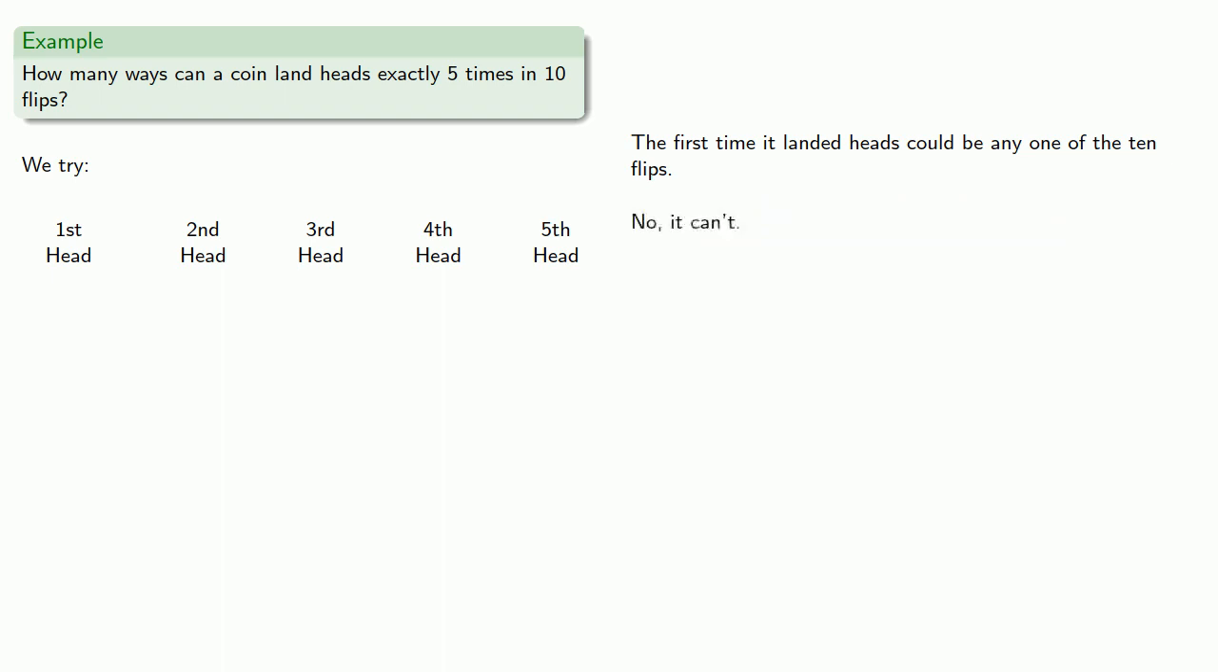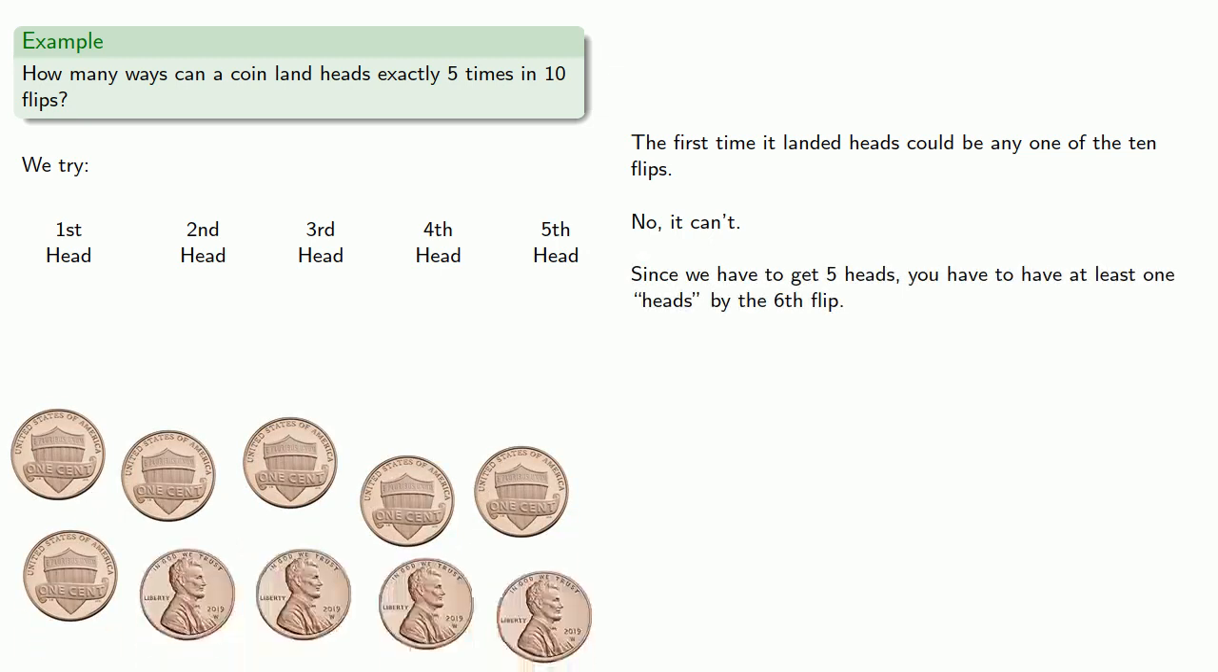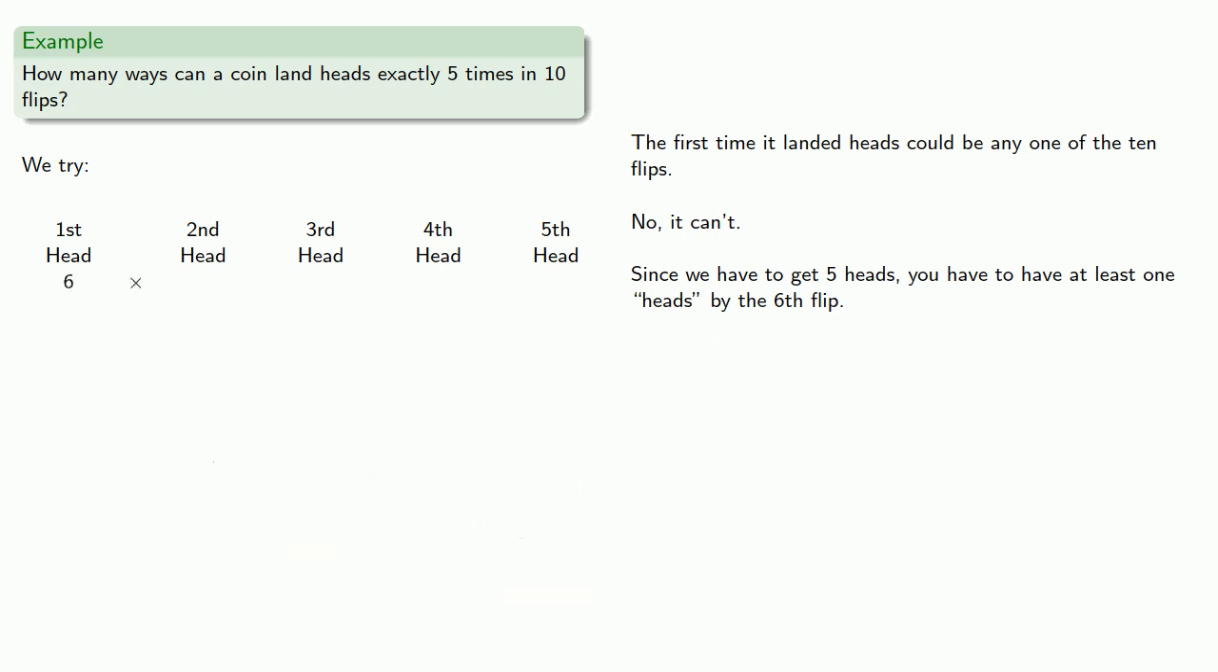Wait a minute. No, it can't be. If you think about it, the problem is, since we have to get 5 heads, you have to have at least one heads result by the 6th flip. Otherwise, you can't get 5 heads in 10 flips. So there's only 6 possible choices for when that first heads occurs.